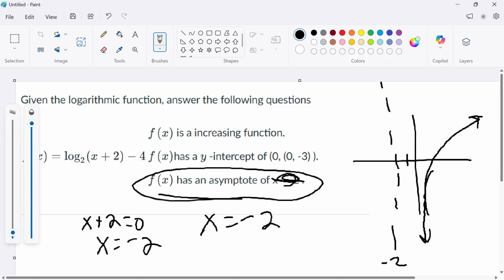And then the minus 4 moves it down 4. So it's just going to take this whole thing and shift it down 4 units. Well, that doesn't change it increasing or decreasing, so that's how it comes out to an increasing function. What is the y-intercept? Set x equals 0.